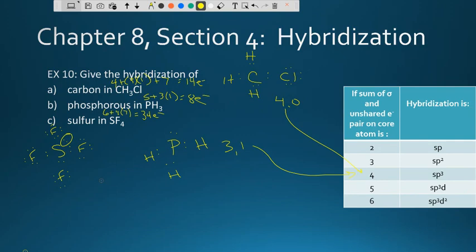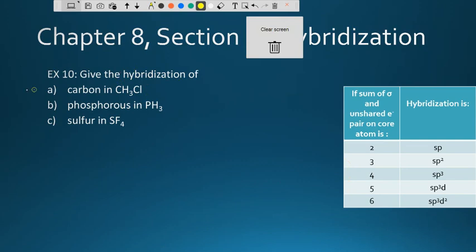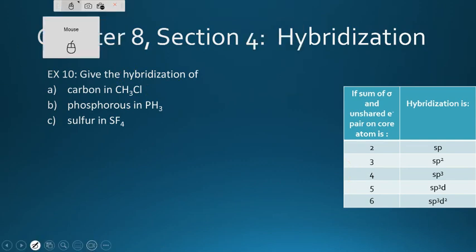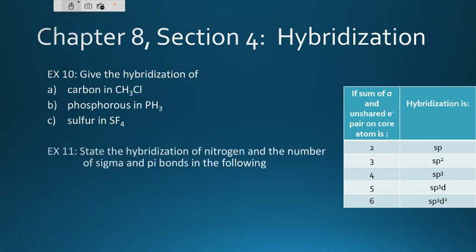Sulfur is one that's actually getting a little bit extra in there. And so I see 4 sigma bonds and 1 unshared pair. So that's 5 total, and so that gives me an sp3d hybridization. So that's all you need to be looking out for with those. Do your drawing first. I can't harp on that enough in this chapter.